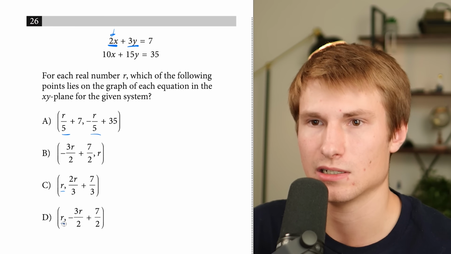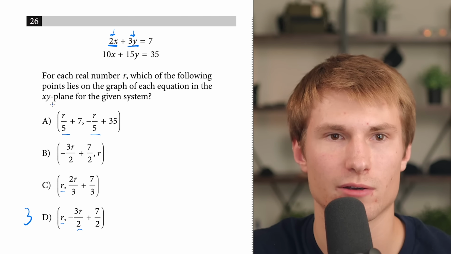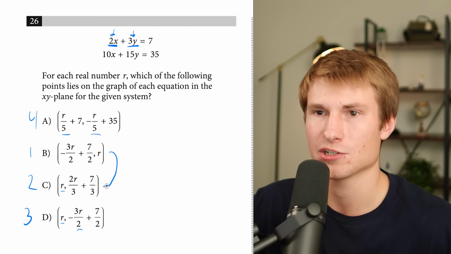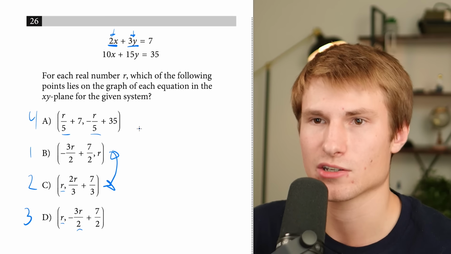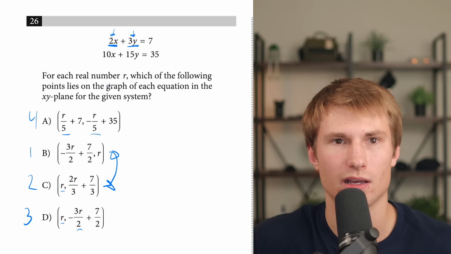I'm going to take a look at D. Okay, so D has these 2s, but they're in the Y slot, and the Y slot's going to be multiplied by 3. So I would check that one third. I would check this one fourth, and I'd check these ones 1 and 2. And you could kind of just take your pick here. In this case, I guess I'll just pick C to start with.